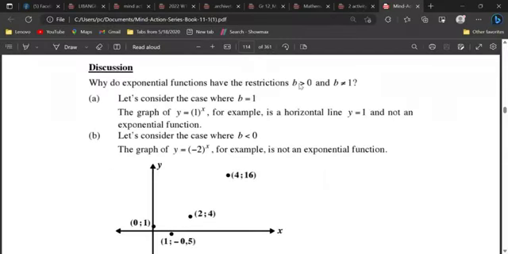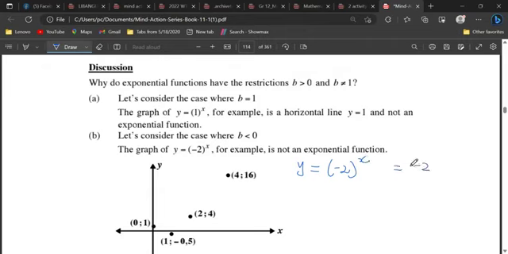We said the value of b is always going to be greater than 0. b should be positive. Why do we want b to be positive? Let's consider b to be negative. If you make b negative, you have something that looks like this: y equals minus 2 to the power of x. Again, we can change values of x. If you put 1, then check what is happening.